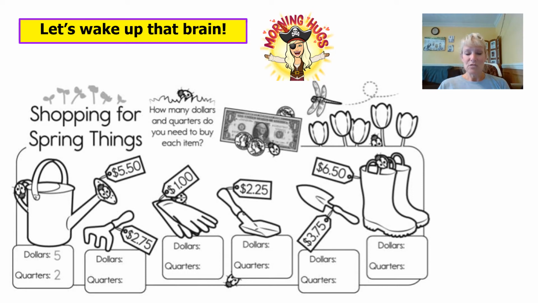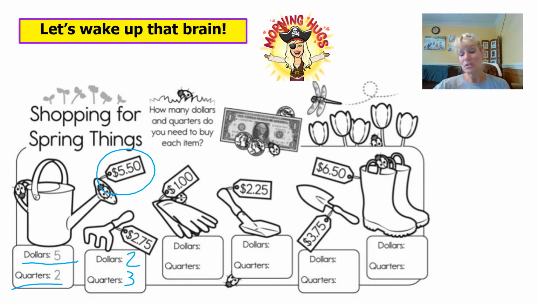Okay. First of all, I want you to notice that when we had $5.50 right here, notice that was $5 and then 2 quarters because that made 50 cents. That was the example that you had. So my little item there is $2.75. So I'm going to say it's $2, and then I'm going to use 3 quarters because we have 25, 50, 75. The next one, it says how many dollars and how many quarters.